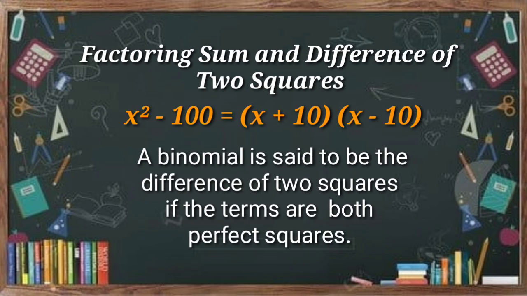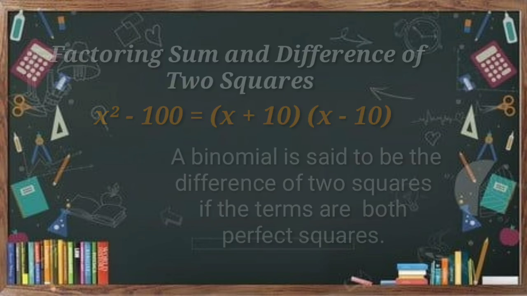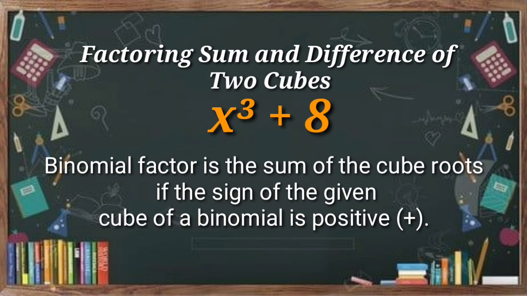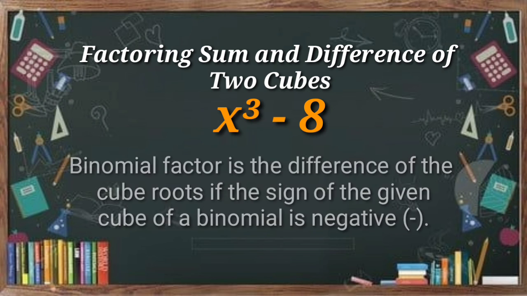Okay, so in factoring sum and difference of two squares, a binomial is said to be the difference of two squares if the terms are both perfect squares. So in factoring sum and difference of two cubes, the binomial factor is the sum of the cube roots if the sign of the given cube of binomial is positive. And in factoring sum and difference of two cubes, the binomial factor is the difference of the cube roots if the sign of the given cube of binomial is negative.